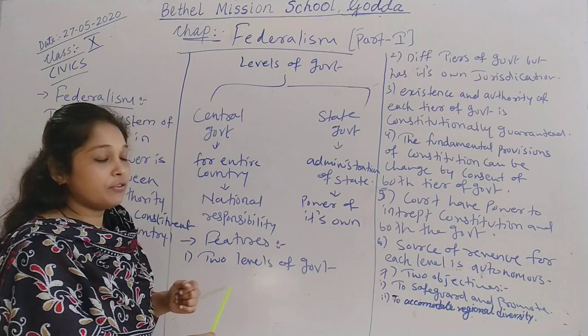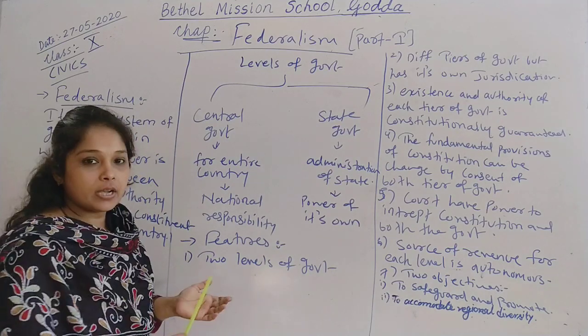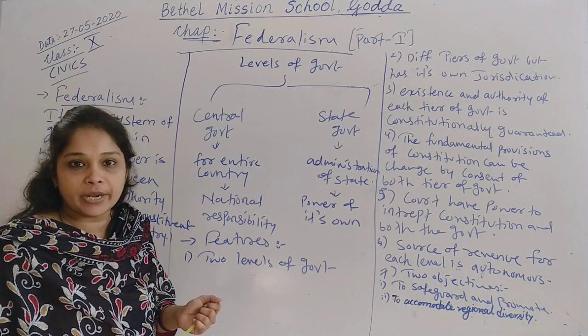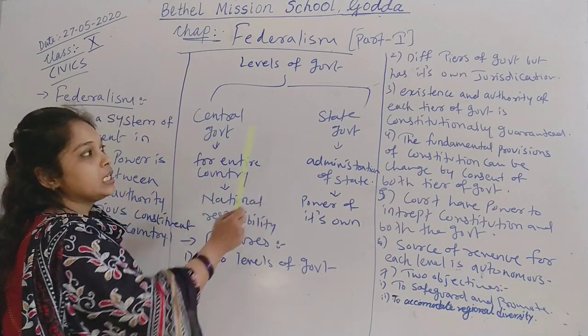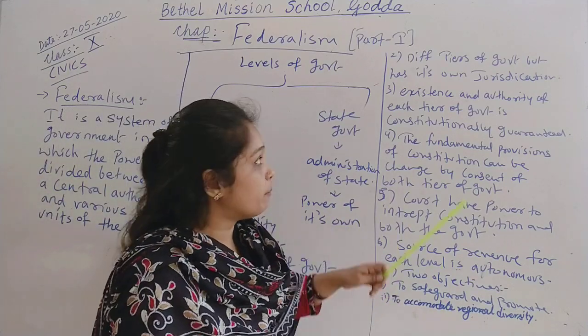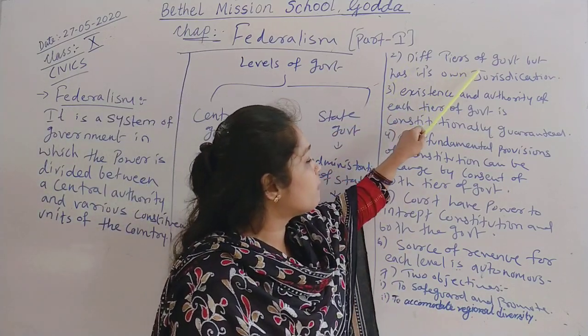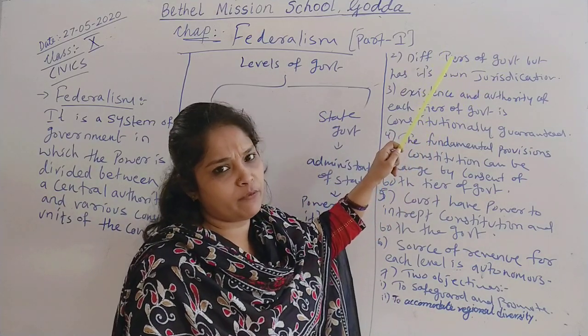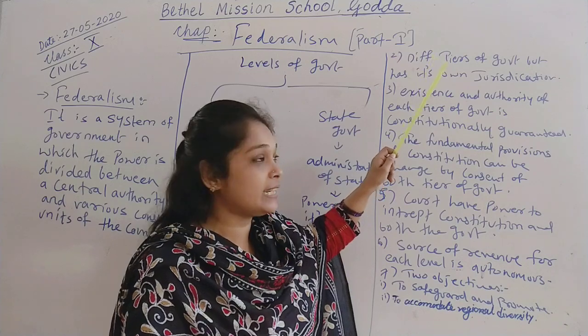So over here, first feature is two levels of government. When we talk about federalism, there are two levels of government, which is central government and state government. Secondly, when we talk about these different tiers of government, or you can say two tiers of government, that is central government and state government.